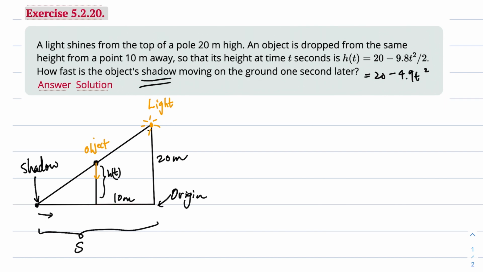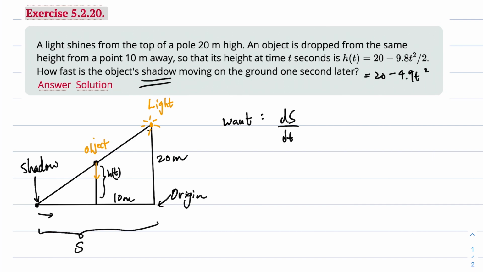Okay, so this length is going to decrease over time. The next thing is, let's write down what we want. What we want is the rate of change of the shadow's length with respect to time.